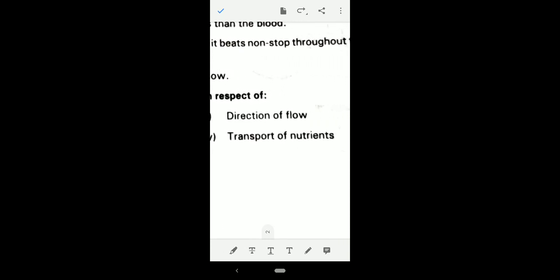Transport of nutrients: blood contains all, glucose, protein, fat, minerals and all. Lymph contains fewer minerals, less calcium and less protein. Let's move towards the next question.